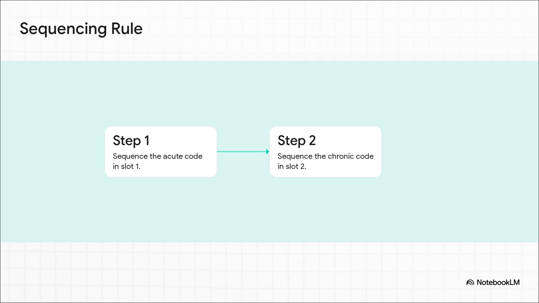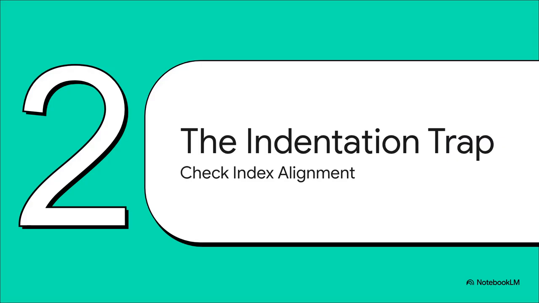So your process is going to look exactly like this. Step 1, you sequence the acute code in slot number 1. Step 2, you sequence the chronic code in slot number 2. The golden rule is always acute first, chronic second. Moving right along to Section 2, the indentation trap.